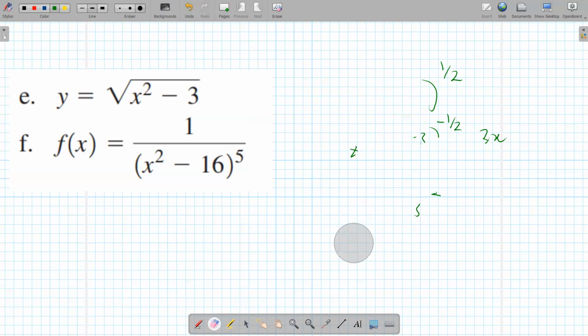Okay. What about F? How should we approach this one? What's the strategy? Any ideas? Like which form does it look like it is in?